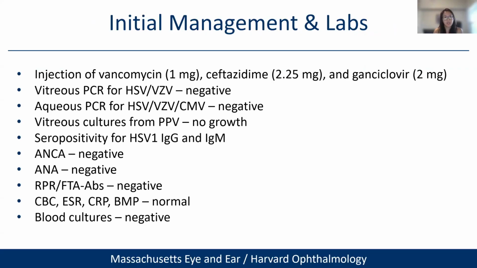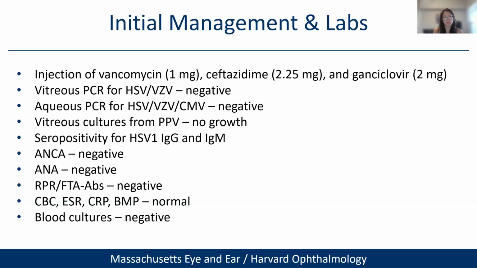So this patient was initially managed with a tap and inject. She was covered for a bacterial endophthalmitis as well as a viral retinitis. She received vancomycin, ceftazidime, and ganciclovir. PCRs for viral etiologies were negative, and a vitreous culture, actually from a vitrectomy, showed no growth.